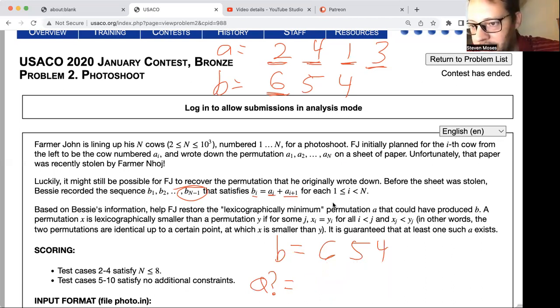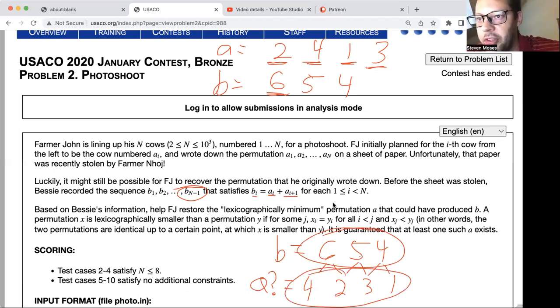So for example, what if I had a 4 starting here? If I had a 4, then I'd have 4 and 2, because 6 minus 4 is 2. If I have 2 and then 5, then this would have to be 3. And if I have 3 and 4, then that would have to be 1. That still will satisfy the same B constraint, except this is a different result than what I originally started with.